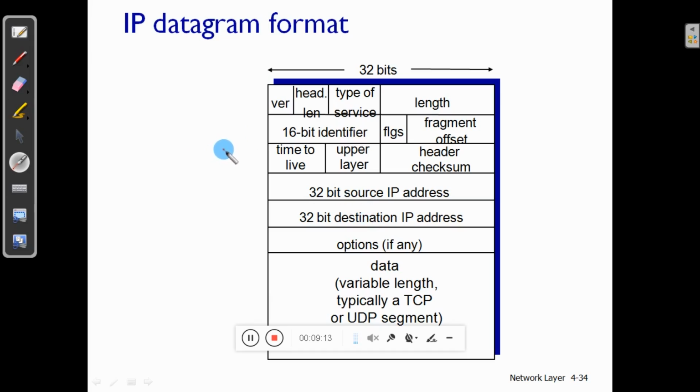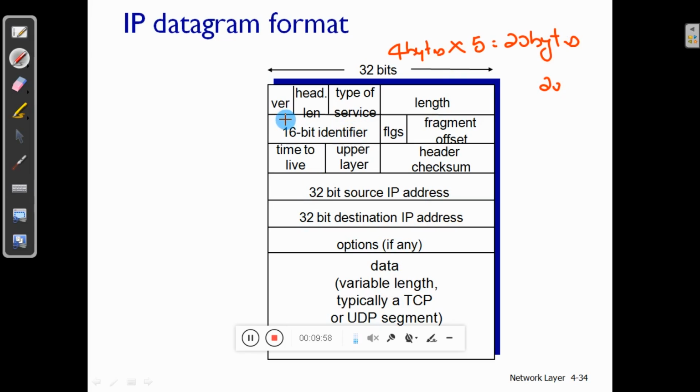Here the header size is 20 bytes. The width of this datagram format is 4 bytes, and we have 5 rows. Options are different, and other than this, data is variable. So 4 bytes into 5 rows means 20 bytes. Please remember, both the TCP header and IP header are 20 bytes long. Now, what are the different fields? The different fields are here.